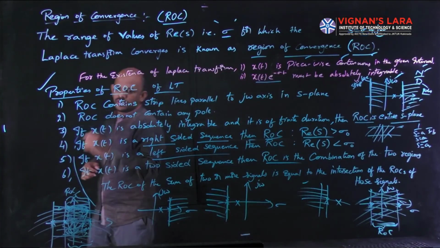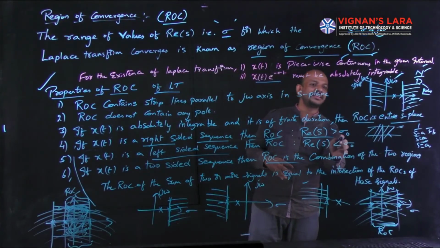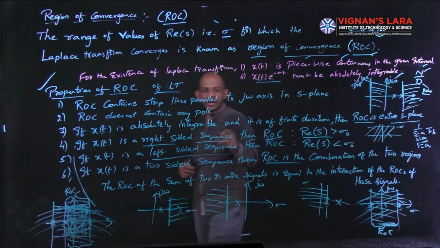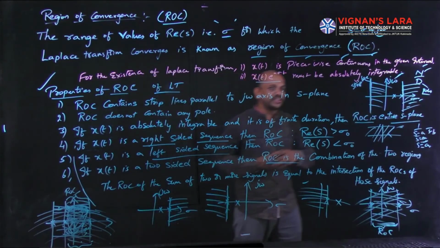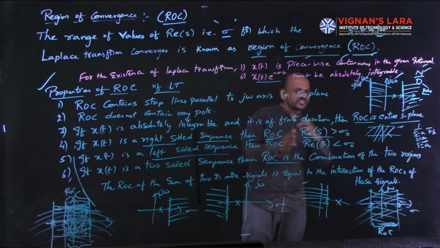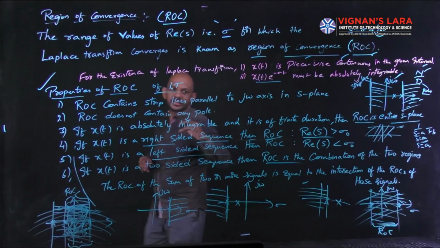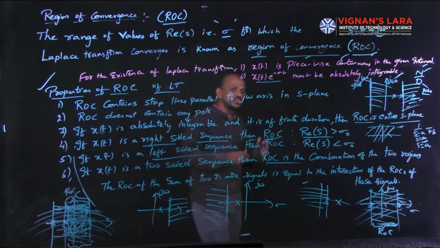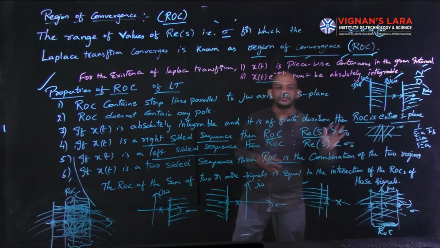Now, if x of t is a right-sided sequence, then the ROC is the real part of s greater than sigma naught. Or simply, if x of t is a right-sided sequence, then the region of convergence is to the right side of the rightmost pole. It starts from the rightmost pole and extends up to infinity, and inside that ROC no pole will exist. So it starts from the rightmost pole if there are two or three poles.